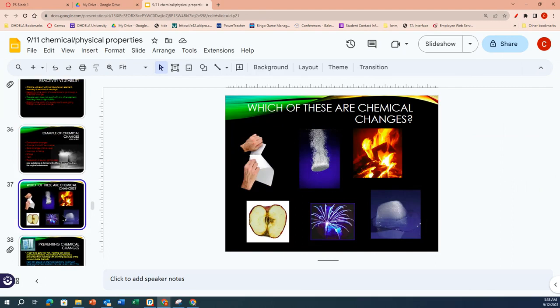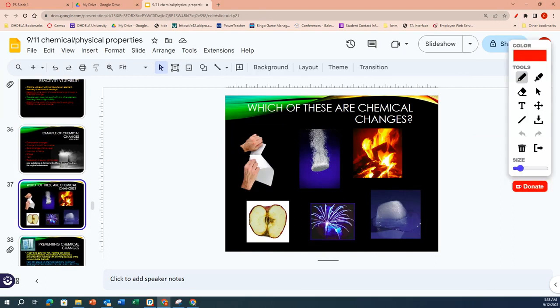So which of these are chemical changes? Production of gas, heat, this is rotting or fermentation, or so we get some light. Okay, so this change of state is not, and tearing paper is not.